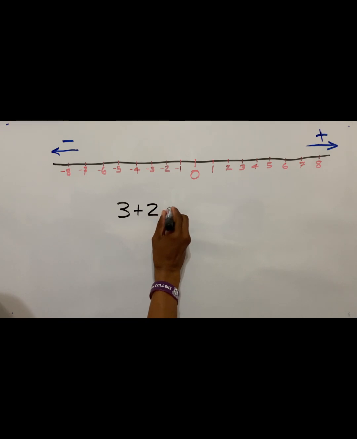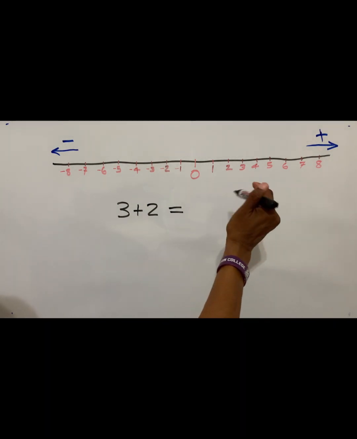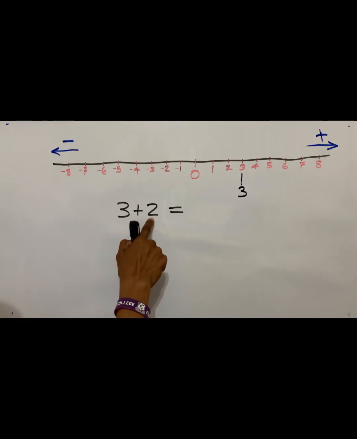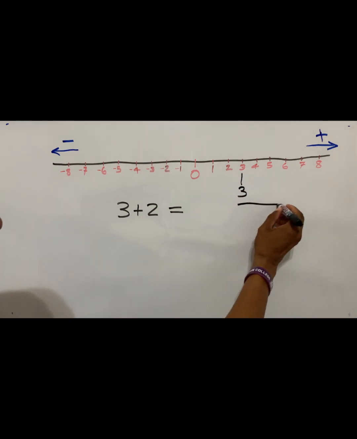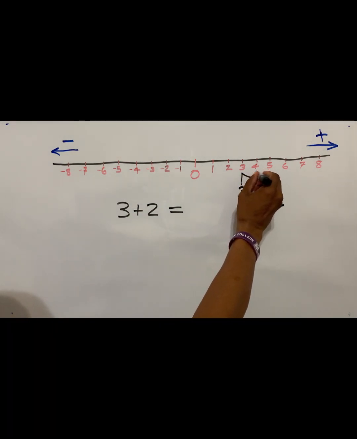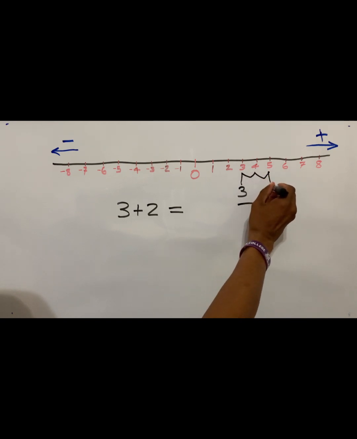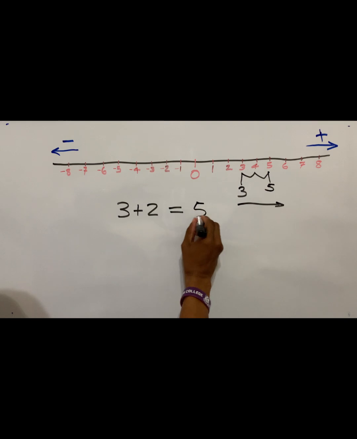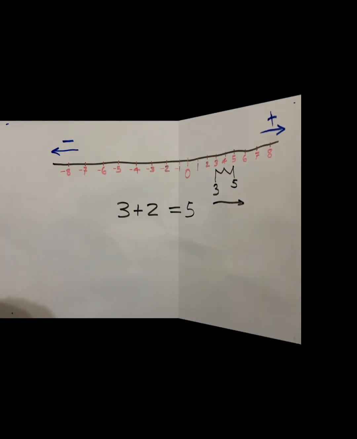Let's say we have 3 plus 2. Everyone knows that 3 plus 2 is equal to 5, but let's look at the number line and figure this one out. So we mark the number 3 on that number line, and when we add a positive, which way do we go? We go to the right. So starting from number 3, we count off 2 to the right, and we arrive at the number 5. Very easy so far, okay?